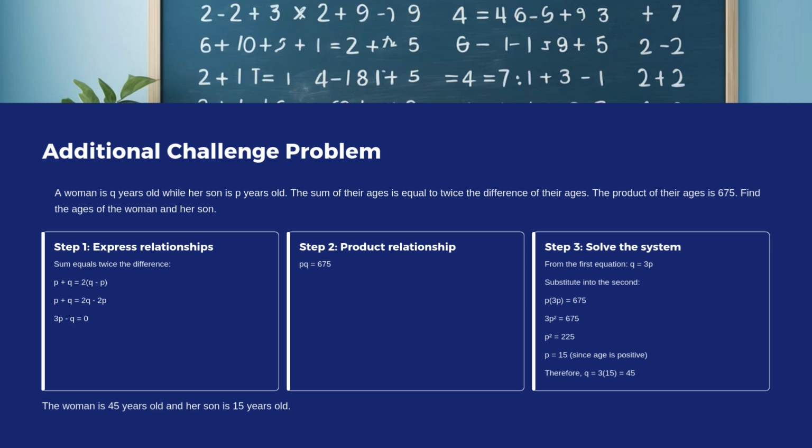Take the positive square root, since ages are positive. P equals 15. This follows because the square root of 225 is 15. And we choose the positive root because age cannot be negative. Now find Q using Q equals 3P. Q equals 3 times 15, which equals 45. This is simplified by substituting P equals 15 into Q equals 3P and multiplying. Final answer. The son is 15 years old, and the woman is 45 years old. These are the positive integer ages that satisfy both the sum-difference and product conditions.